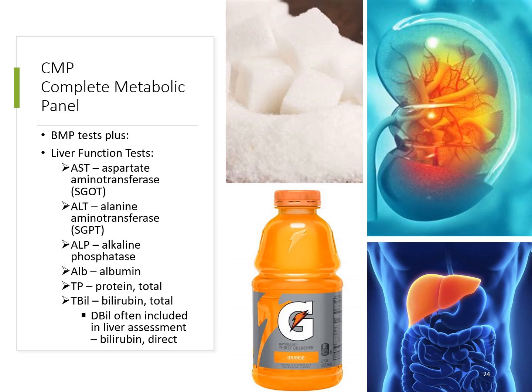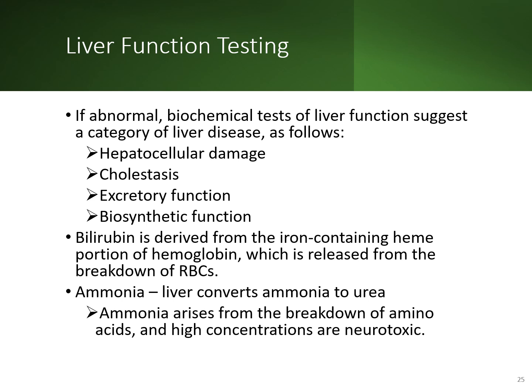The CMP includes the BMP test as well as the liver function tests. So liver function tests are used to help assess if there's any sort of liver disease going on. And so the physician will use those enzymes to figure out exactly where the problem is. So it can help them figure out if it's something like cirrhosis or hepatitis, or if there are gallstones hung within the liver. And so depending on which tests are increased, it helps the physician figure out exactly where the problem is.